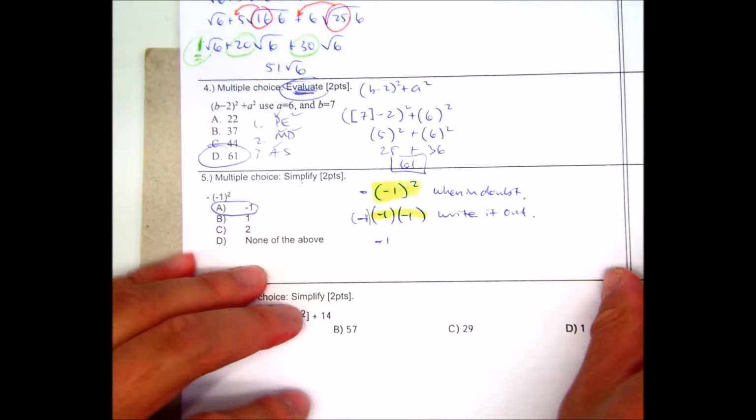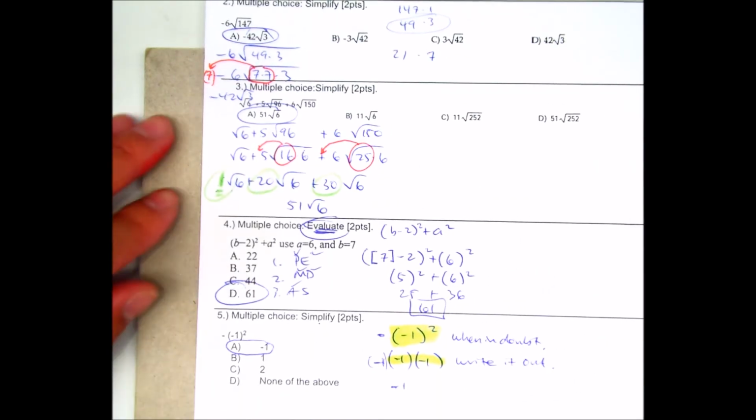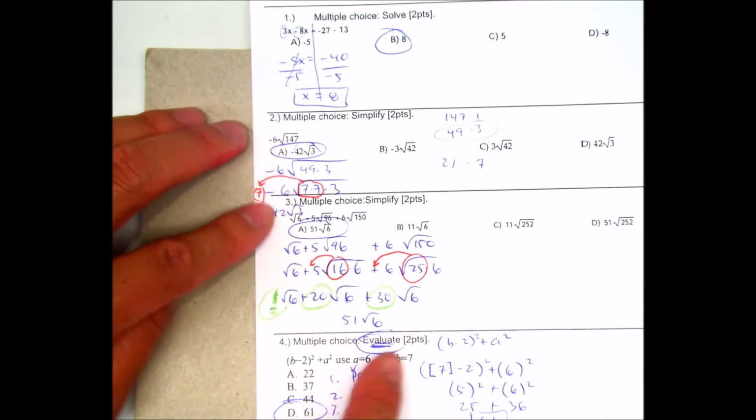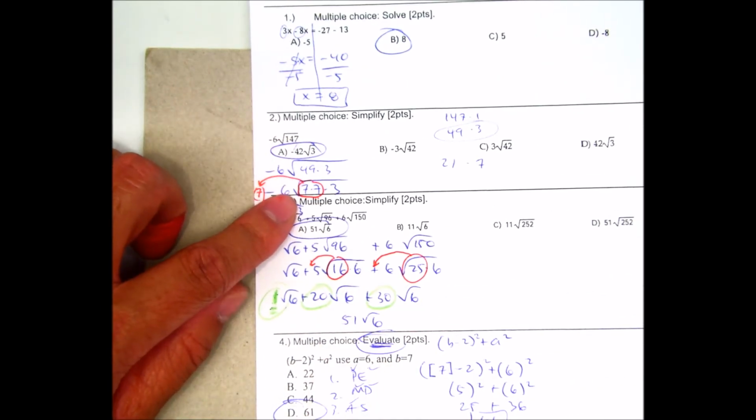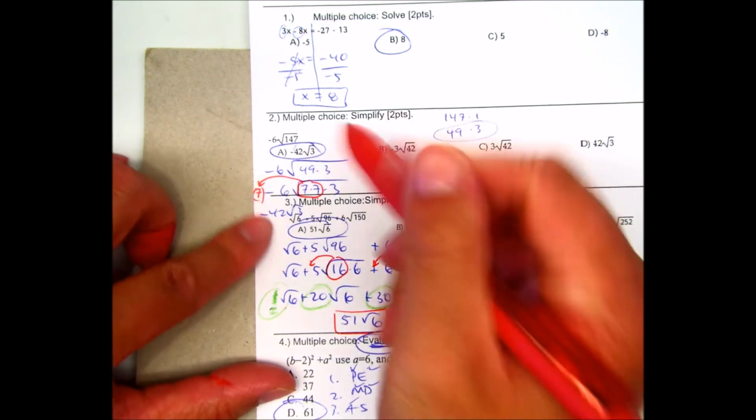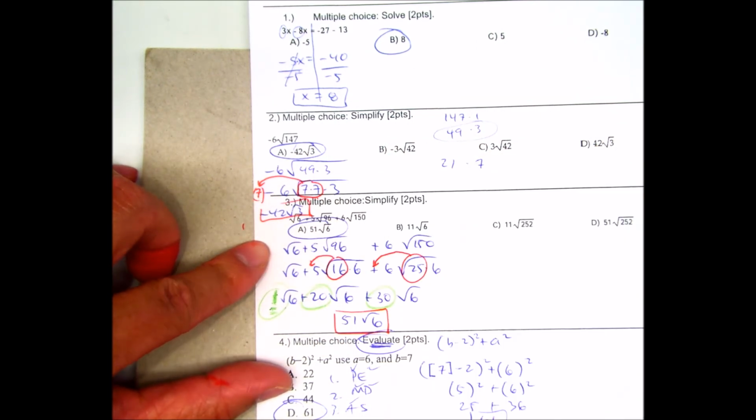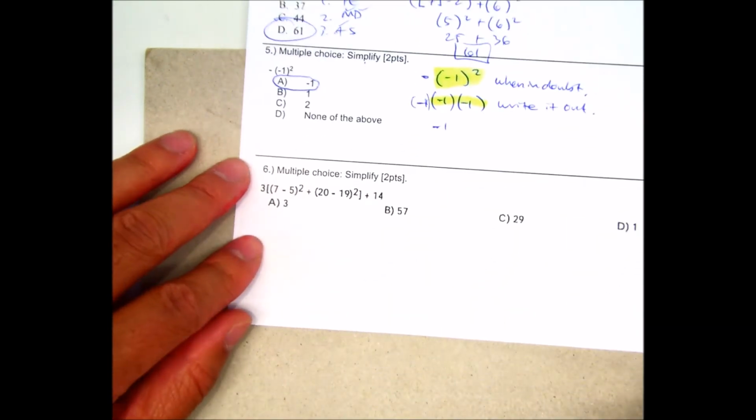Now for a problem with a radical sign, like questions 2 and 3, these are exact answers. These are exact answers. I don't really need the calculator.